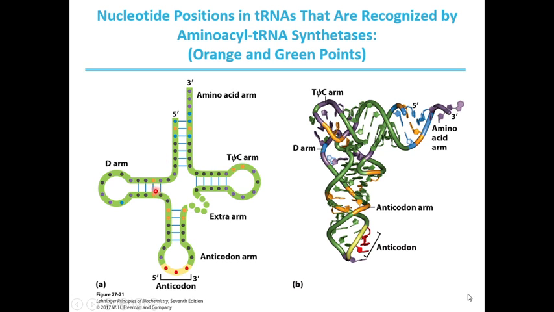The positions that are given by the orange and the blue are supposed to be the nucleotides that help aminoacyl tRNA synthetases discriminate various tRNAs. Determination of the crystal structures of aminoacyl tRNA synthetase complexes with their tRNAs helped researchers in identifying more positions.